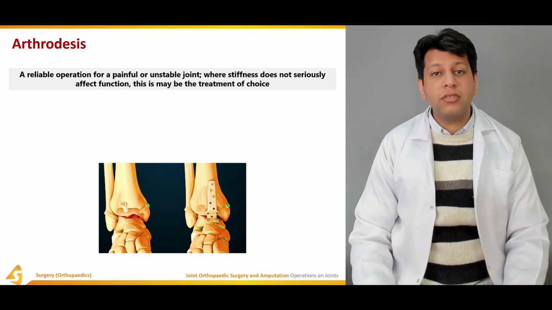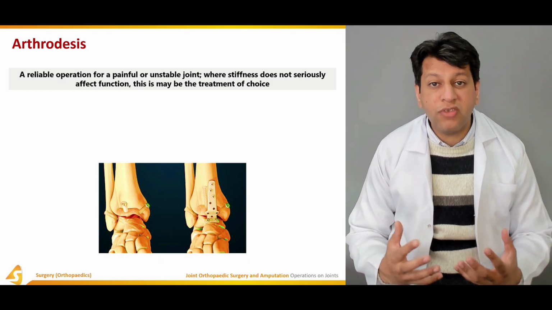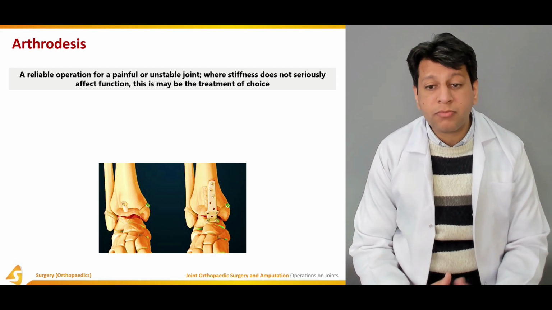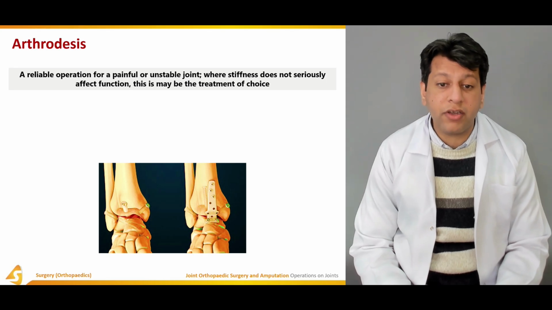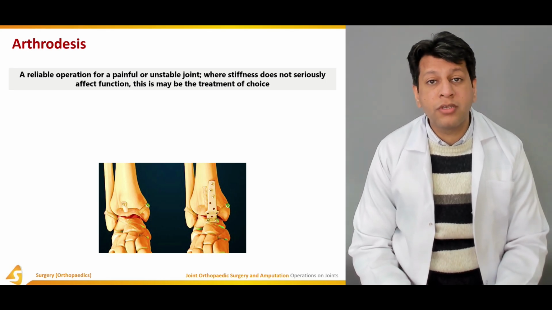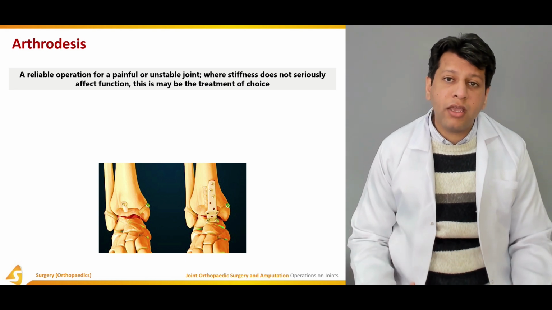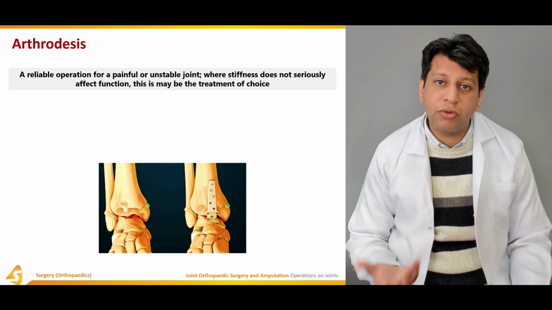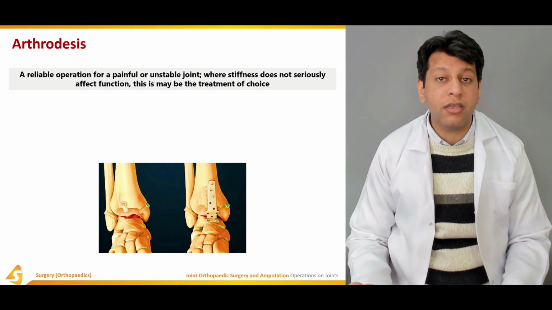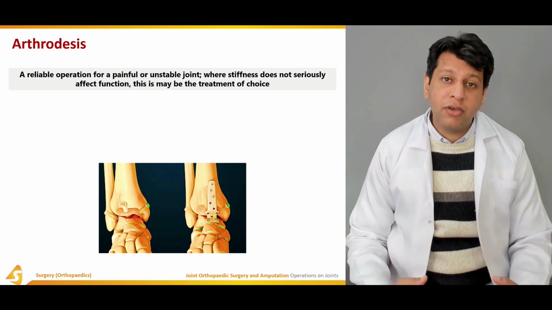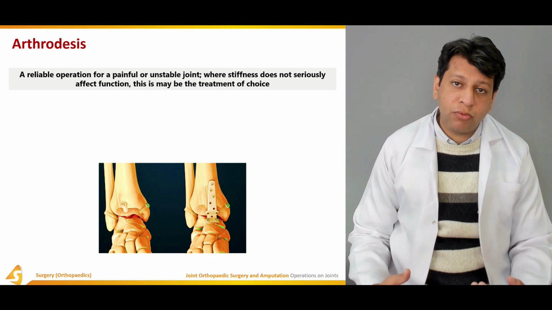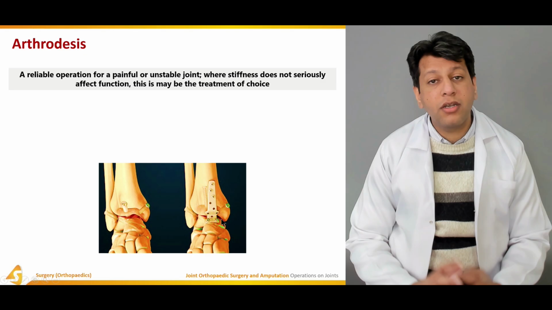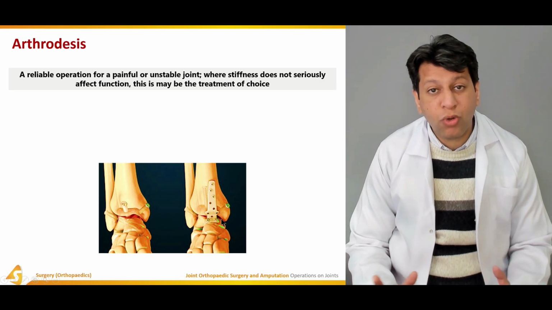Now coming to arthrodesis. Arthrodesis is briefly termed as joint fusion. It is a reliable operation for a painful or unstable joint where stiffness does not seriously affect function. This may be a treatment of choice. For example, rather than doing an ankle replacement surgery, which does not have a very good prognosis, it's better to do ankle arthrodesis. Although dorsiflexion and plantar flexion would be compromised because the joint would be fused, as you can appreciate here, it does not actually affect walking.